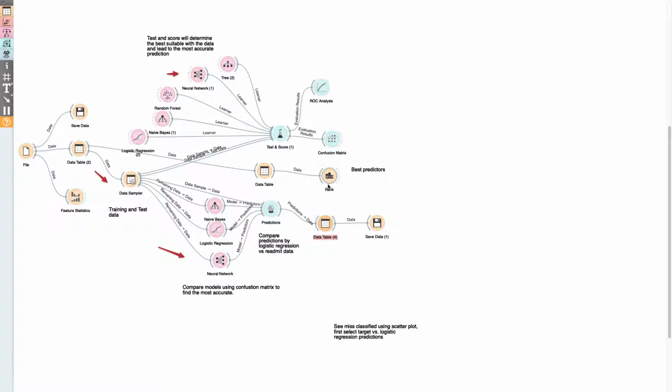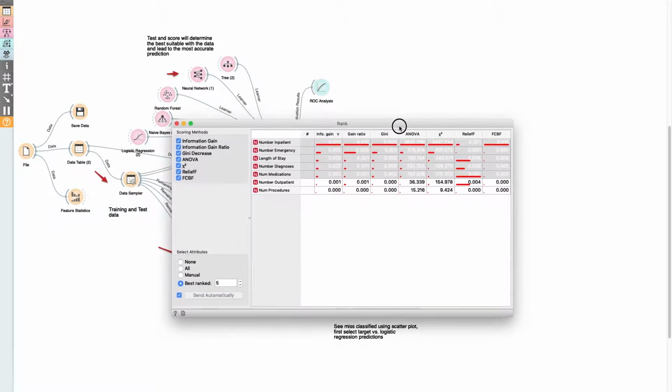So I also used the ranking node, and this node identifies the variables that are basically the best predictors. So here I did it by top 5. The top 5 here were number of patients, number of emergency, the length of stay, and diagnosis and medications.